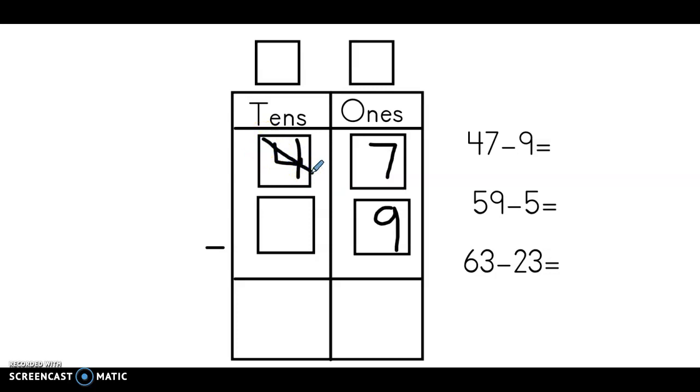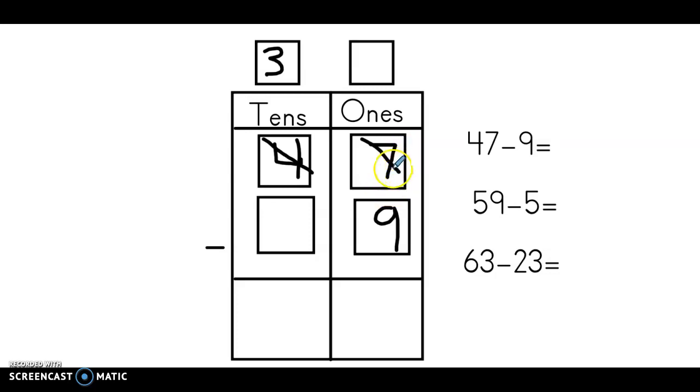So remember, we took that 10 rod and we broke it up and we moved it over to the ones place. And so instead of having 4 tens, we now have 3 tens. But now we have to change the ones because there's not 7 ones anymore. If you remember from the cubes, there was 17 ones after we brought that 10 over.